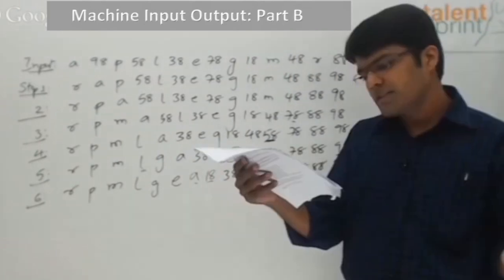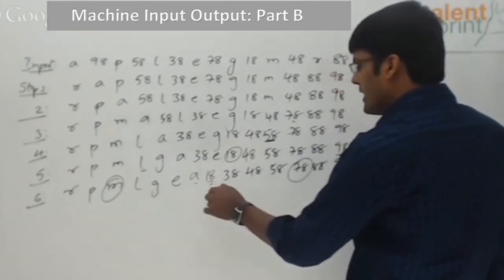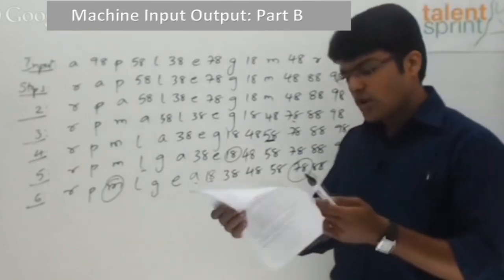So that's your answer. How many elements, how many words or numbers are there between most and 78 in step 6? So most and 78, most and 78. How many elements are there? 4 and 4, 8. So your answer will be 8, option 1.